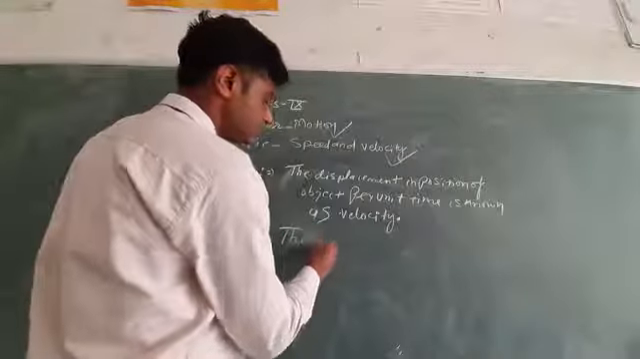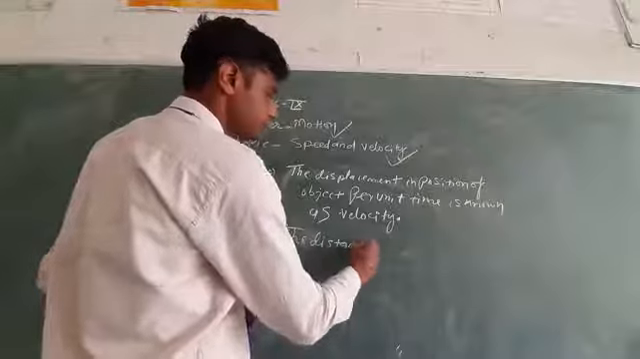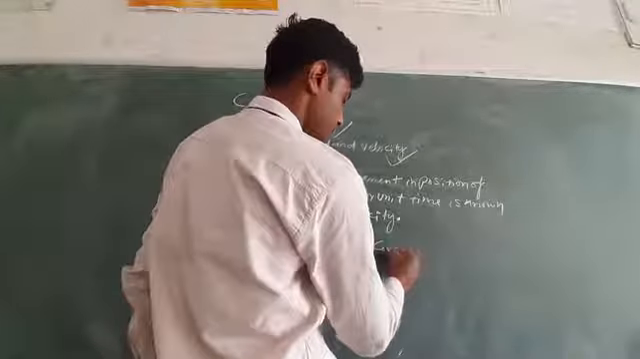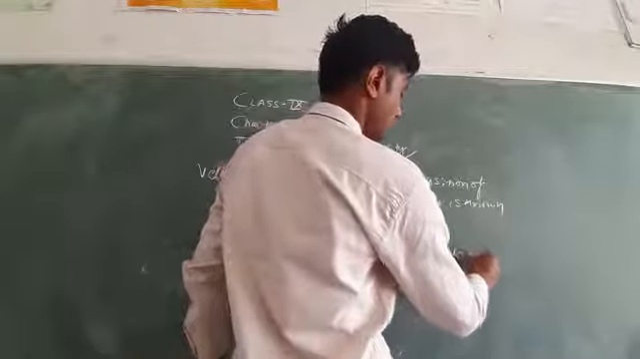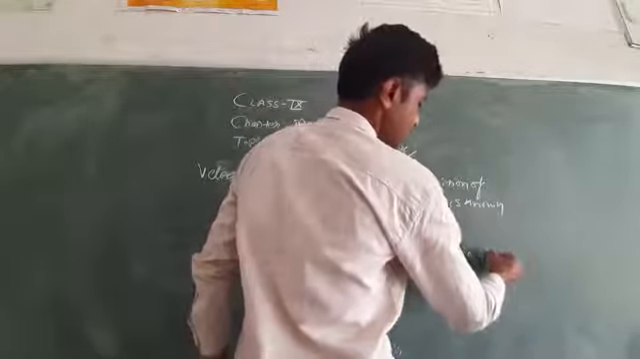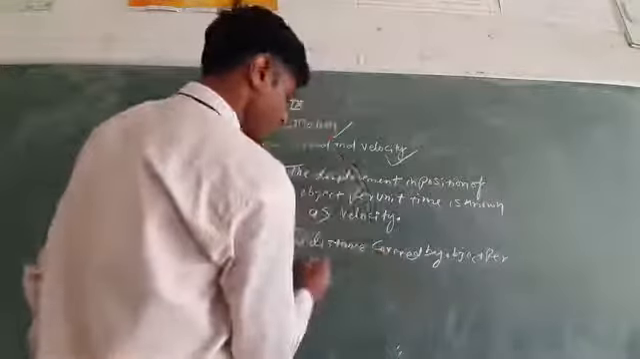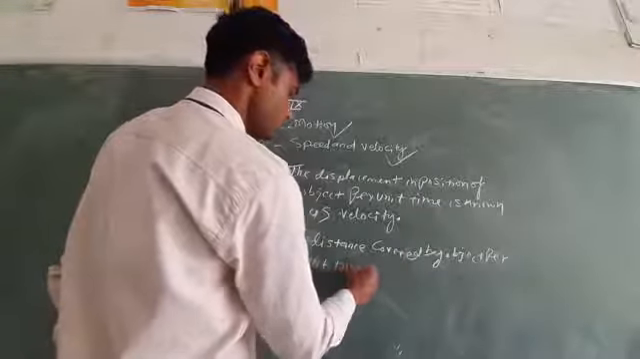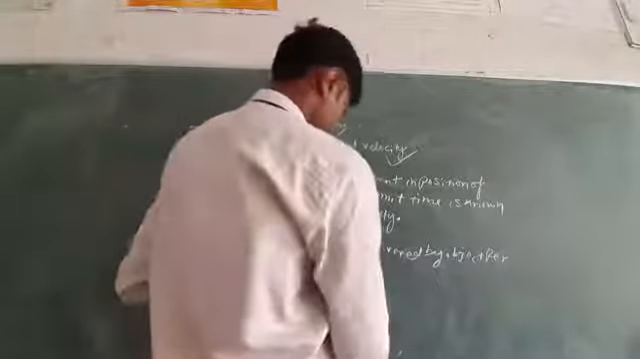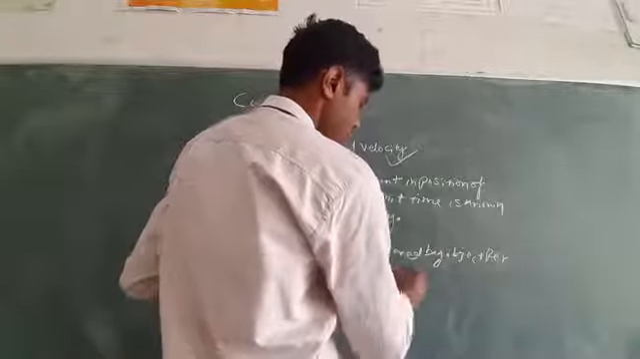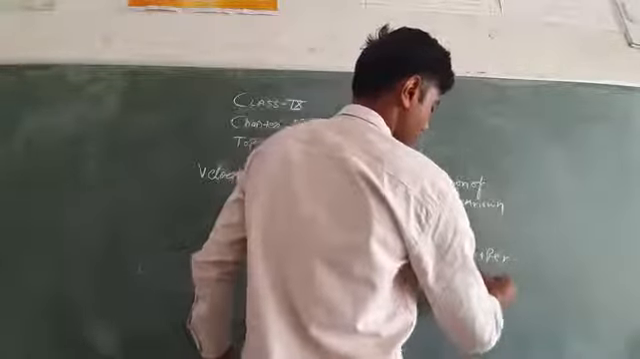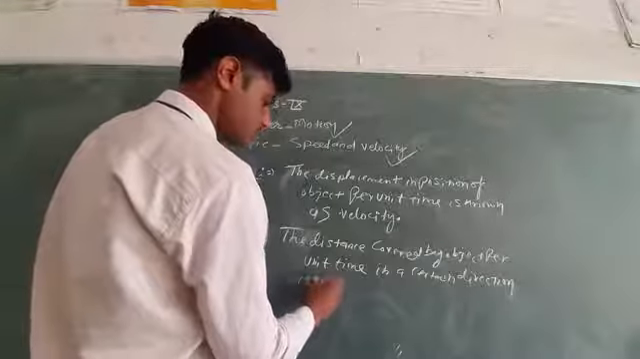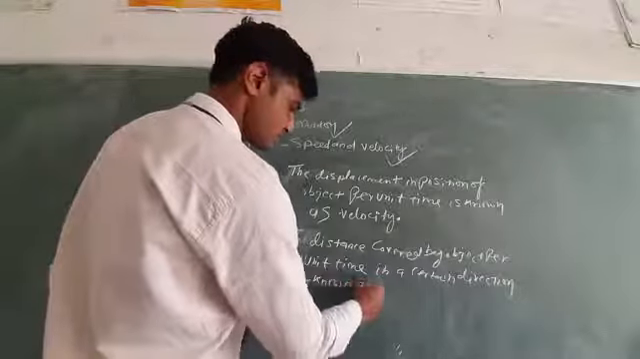The distance covered by an object per unit time in a certain direction is known as velocity.